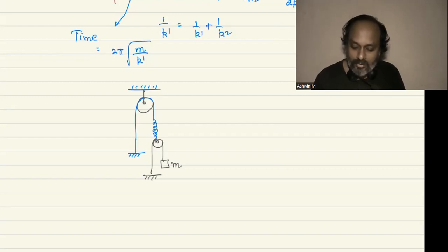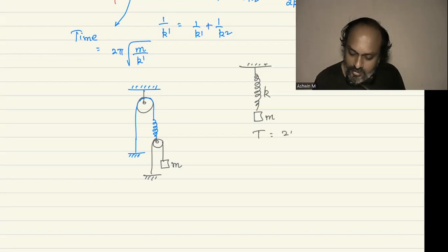So first of all, note that the time period of oscillation of a spring block system, when you are going to have oscillations in a straight line for the block, maybe horizontal or vertical, does not depend on acceleration due to gravity. So even if you have a single spring connected to a block of mass m, spring constant k, the time period of oscillation for that will be 2 pi root of m by k.